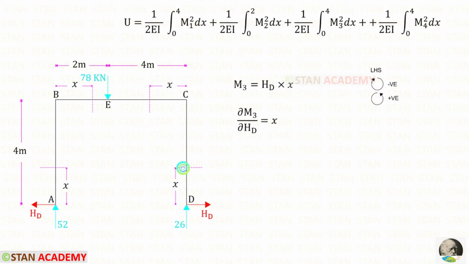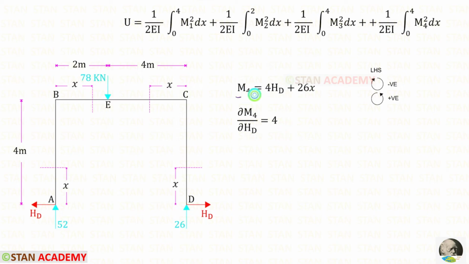To find the moments about these two sections, we can use the left hand side rule. Let us find M3. Up to this section, we have VD and HD. For VD, there is no perpendicular distance, so we should not consider VD. HD is acting in the anticlockwise direction so it will be positive and the distance is x. So HD into x. Let us partially differentiate M3 with respect to HD. For HD it will be 1. 1 into x it will be x.